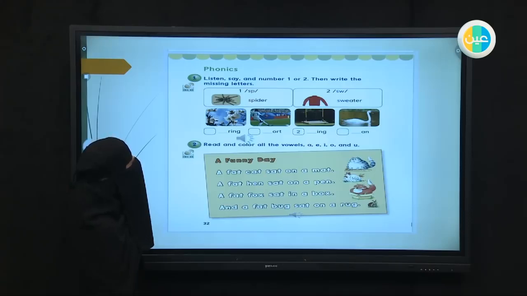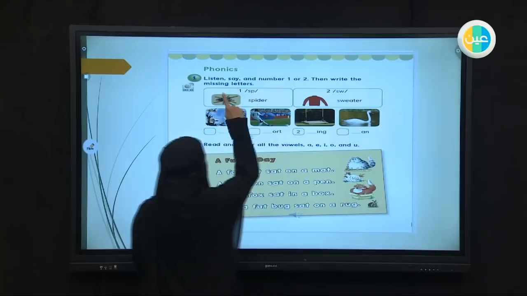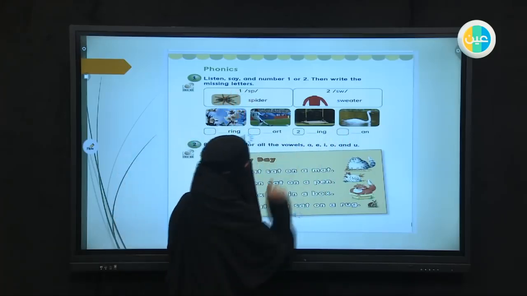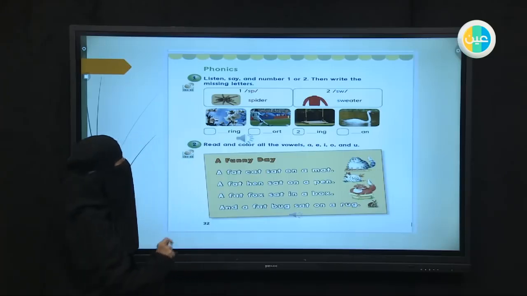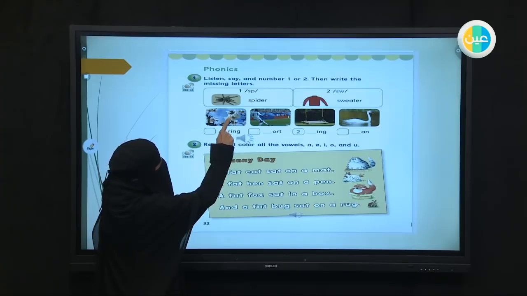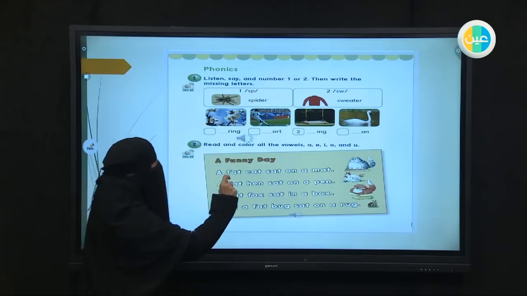Okay? And what else are you going to do? He says, then write the missing letters. So after you finish, you're going to fill in the letters in the words. Let's check the pictures. What do you see in this picture? You see flowers, good weather. What is it? Which season is this? It's spring. Very good. Spring.